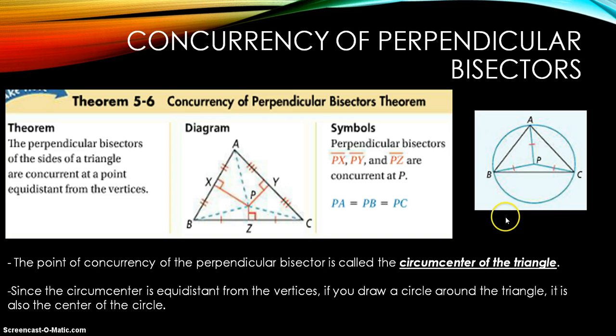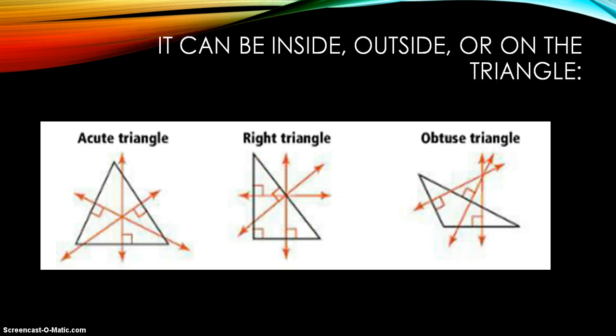What I wanted you to see with this circle over here is if I were to draw that triangle inside a circle, you would see that point P here should be exactly in the middle, which means these are all radii, so they're going to end up being the same. So that's why it's called the circumcenter, because it's as if there's a circle around it and it's the center of that circle.